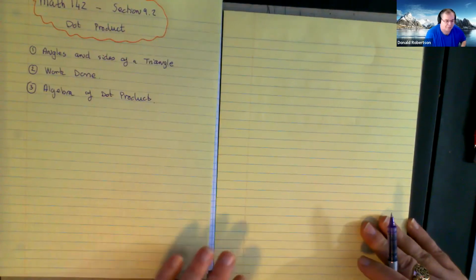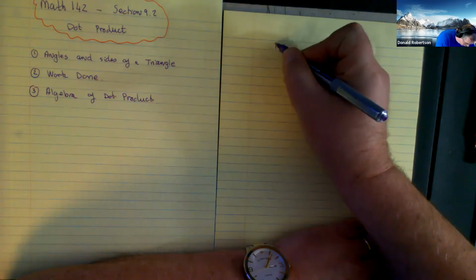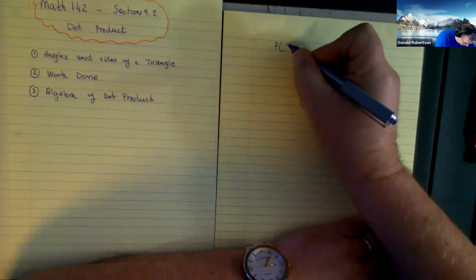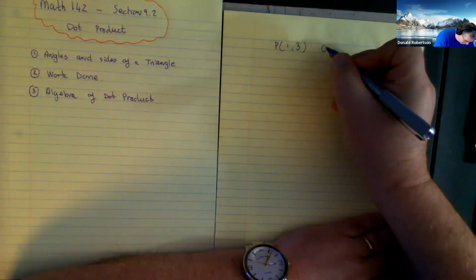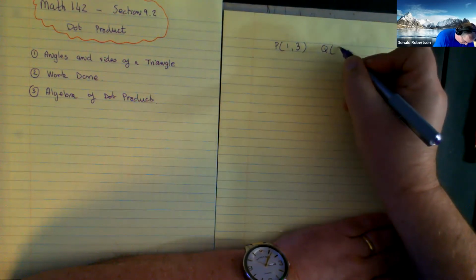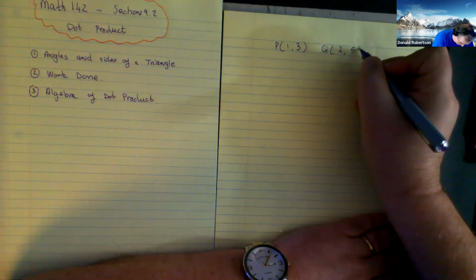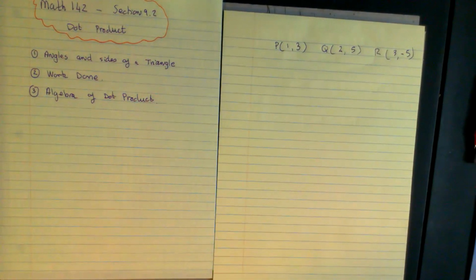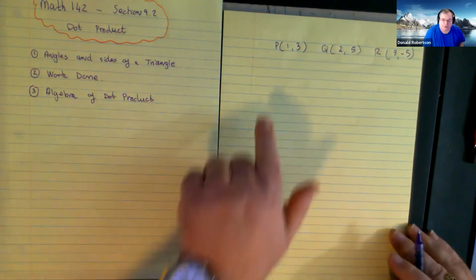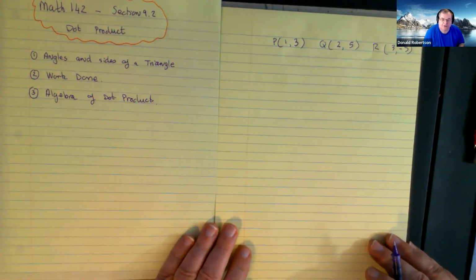calculations involving a dot product, the algebra of them at least. So this one, we're just going to do it all the way through. Suppose I have a point P, coordinates 1, 3, another one 2, 5, and the third one 3, -5. And I could plot those guys, but I'm not going to bother. We want to do it purely mathematically.